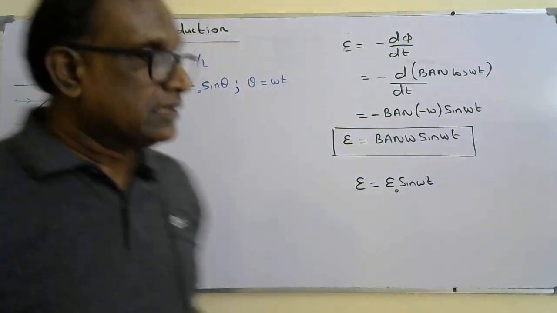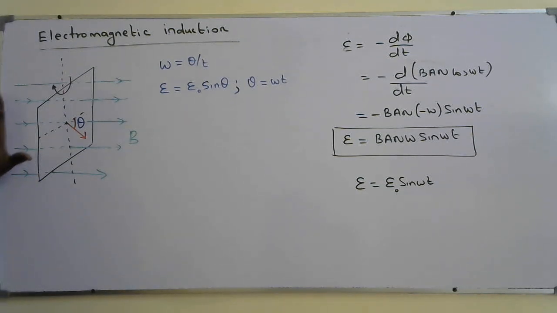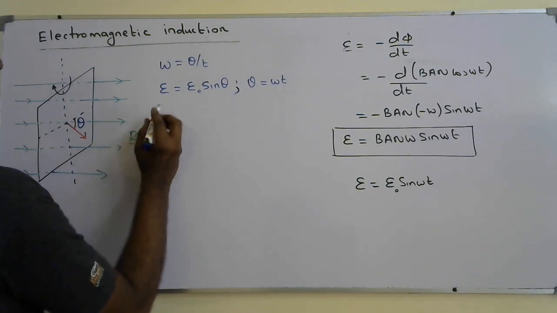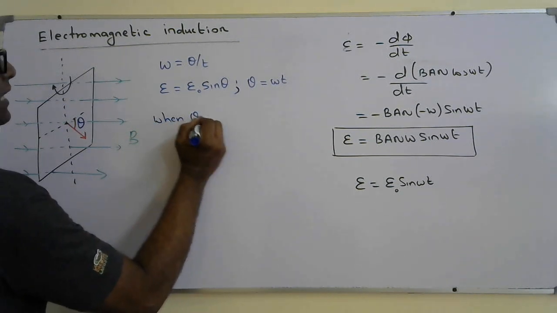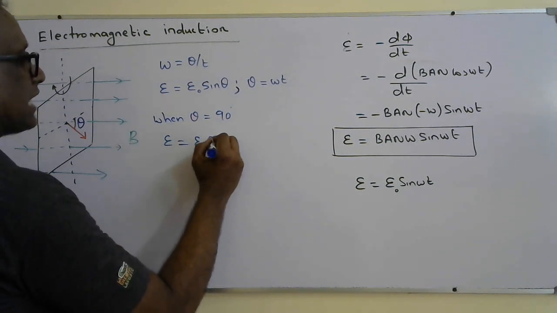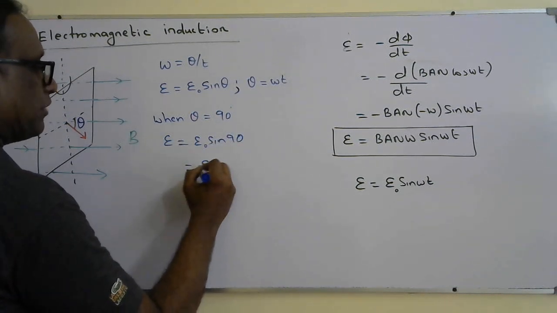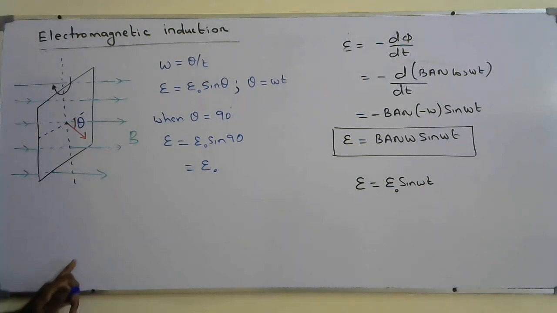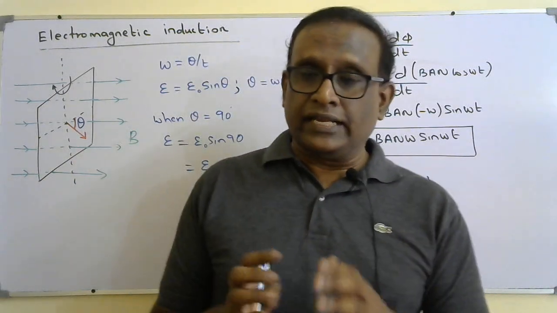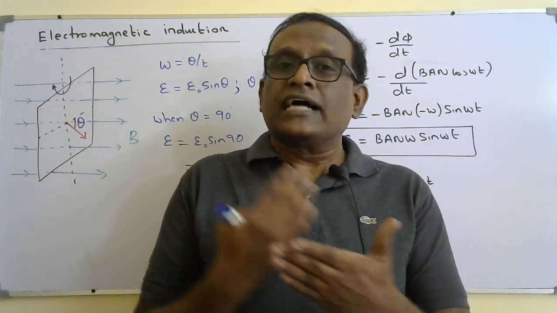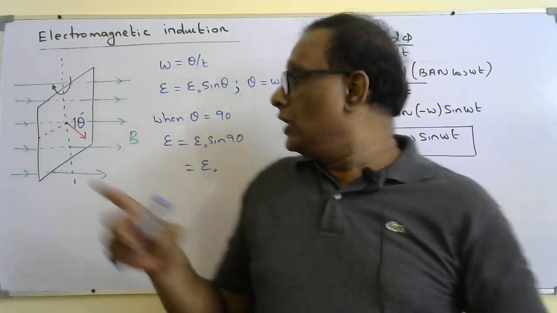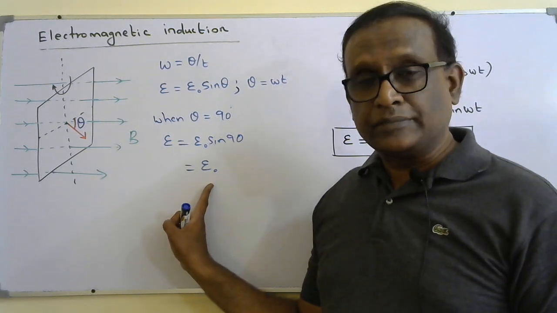The other situation, when the coil becomes parallel to the field lines, that means when theta becomes 90 degrees. You can see when theta equals 90 degrees, induced EMF will be E naught sine 90, which is the maximum, E naught. So induced EMF will be maximum when the field lines are parallel to the plane of the coil. Parallel to the plane of the coil means flux linkage is 0. When the flux linkage with the coil is 0, induced EMF is the maximum.